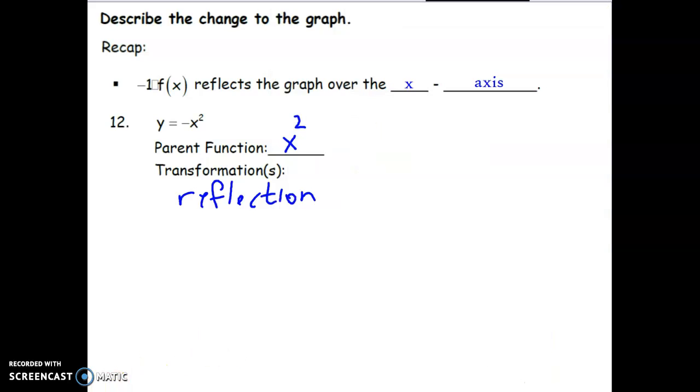Okay, we're going to stop the notes at this point, and for our warm-up tomorrow, we are going to complete the rest of these notes together.